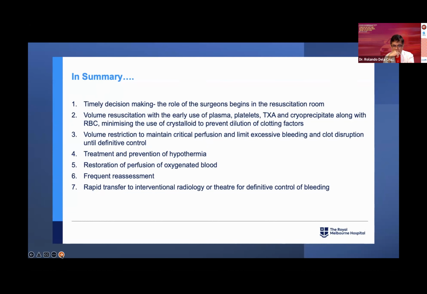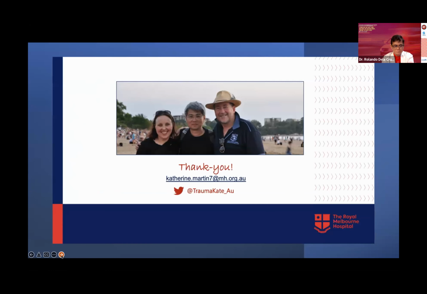It's important to frequently reassess patients and rapidly transfer them to a part of your hospital or to a centre where definitive control of bleeding can be obtained.